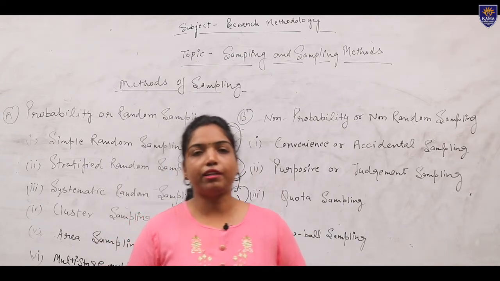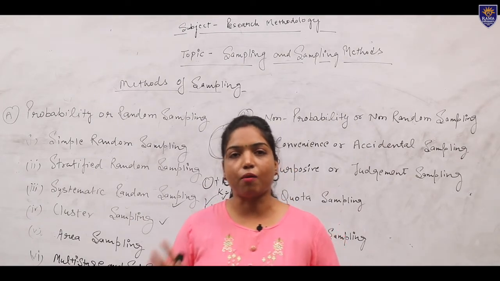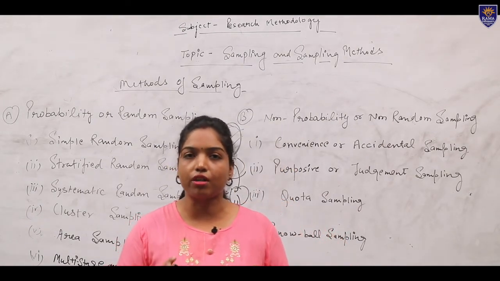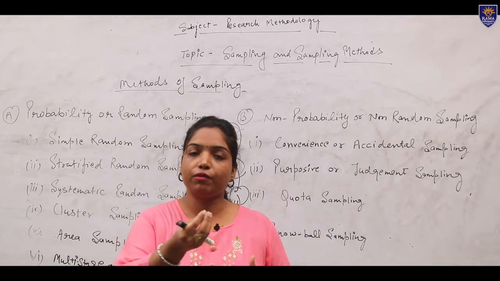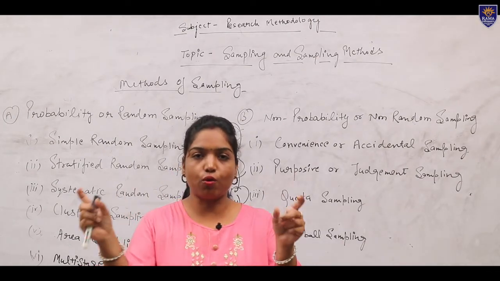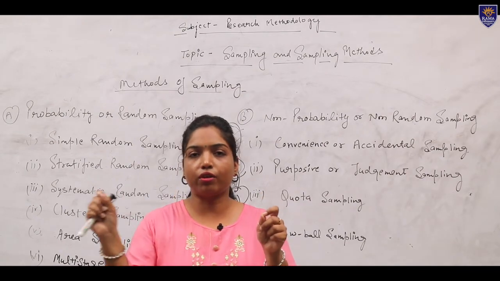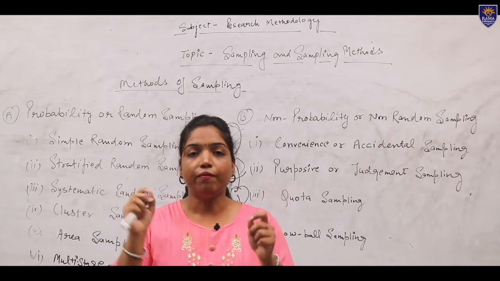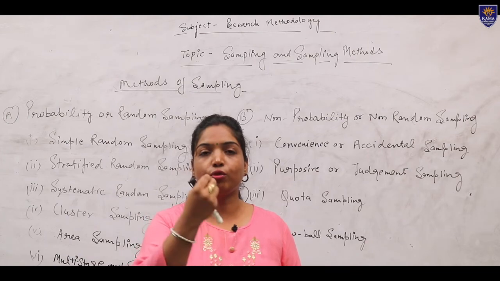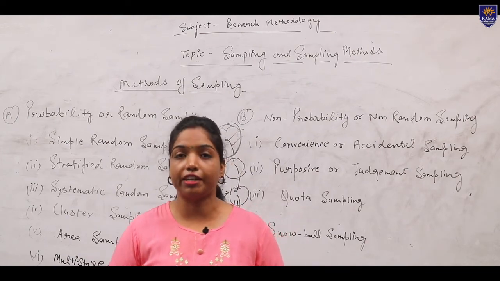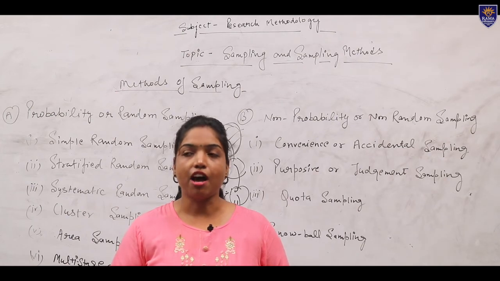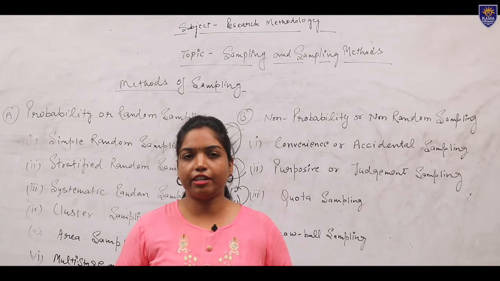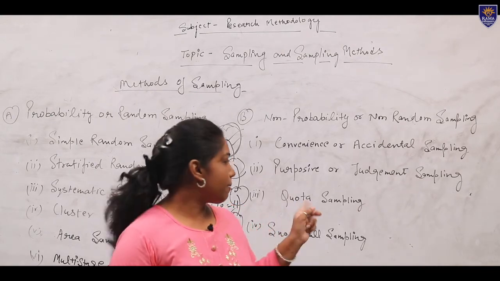In quota sampling, we categorize the data into parts, and these parts are known as quotas. First we categorize and number those quotas, quota 1, quota 2, quota 3. Then we select sampling units from those quotas on the basis of some traits like gender, social status, occupation, income. These are the basic traits which we choose for a quota sampling study.